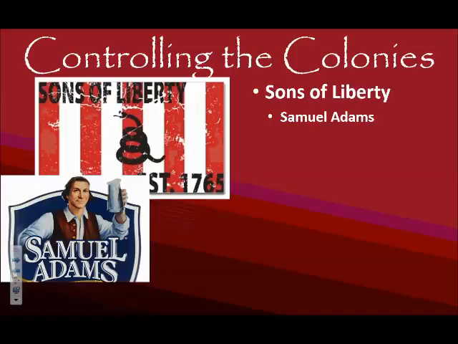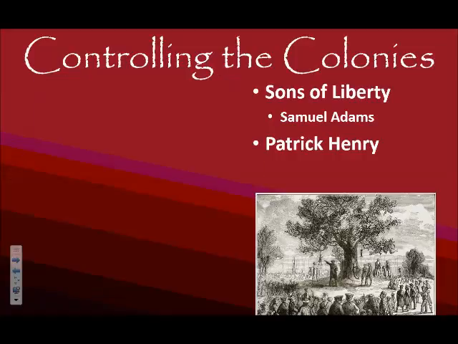We also have further south Patrick Henry, who was a member of the Virginia House of Burgesses, so he's a member of that elected assembly. He believed that this is showing the tyranny of the British government, and he said that there should be no taxation without representation. So Parliament is passing laws, but there are no members of Parliament representing the interests of the colonists.